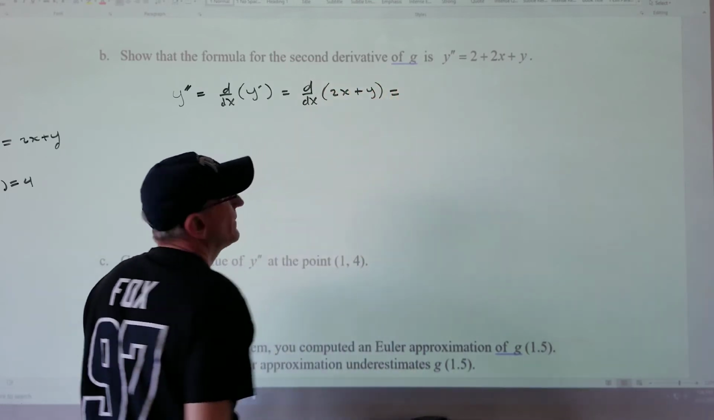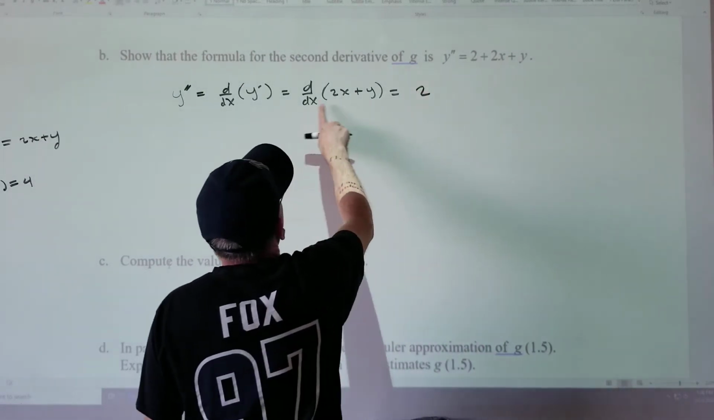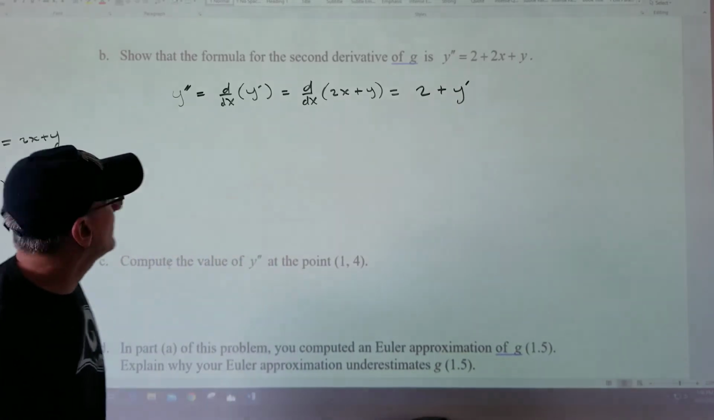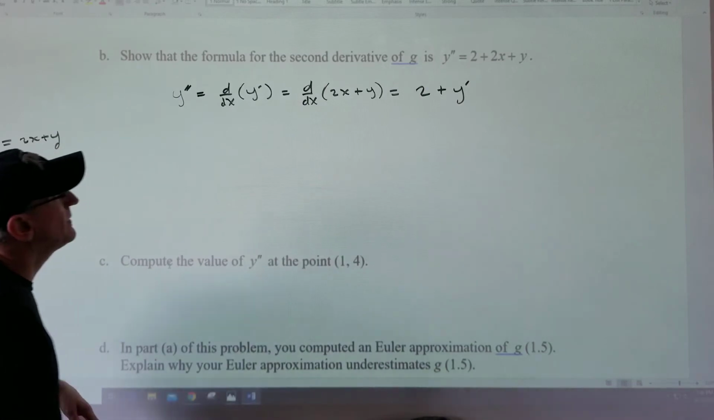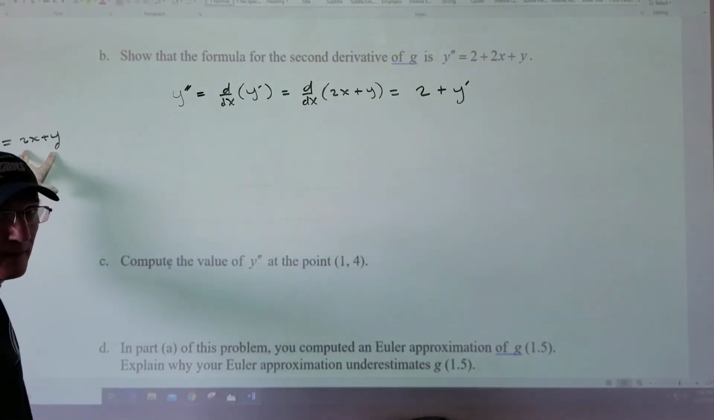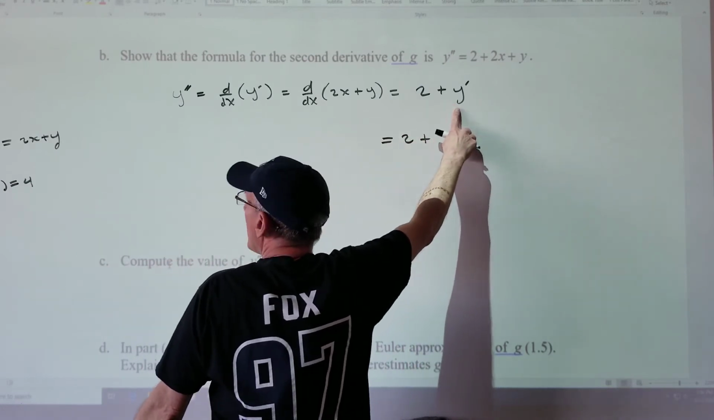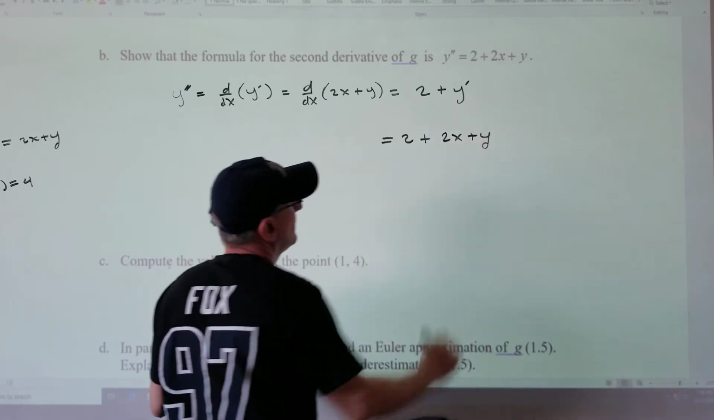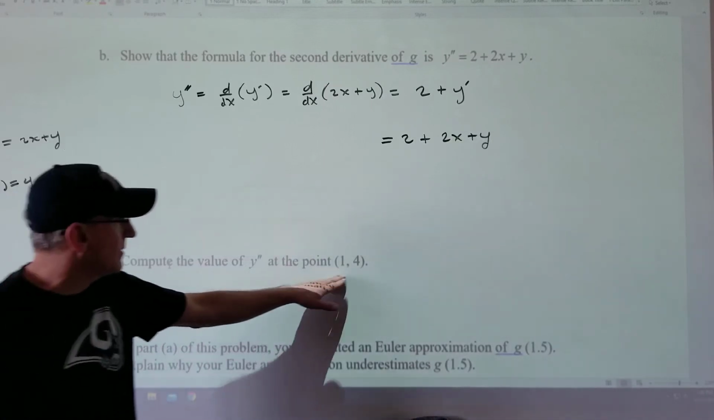Okay, what's the derivative of 2x? 2. What's the derivative of y? Y prime. Now how come it doesn't come out looking like they advertised? Well, the answer is you need to go substitute this back in for y prime. So take the y prime out, put the 2x plus y in, and you made it look like they wanted you to. Part C, compute the value of y double prime at the point (1, 4).